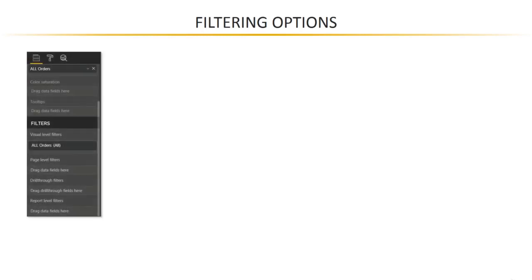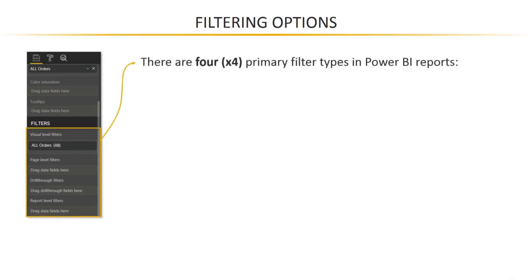All right, next up, we're going to talk about the incredibly powerful filtering options of Power BI reporting. Now, within the filters view of the report pane, you'll see four primary filter types. First, you have visual level filters. Now, these are the most narrow of scope. They apply only to the specific visual in which they are defined.